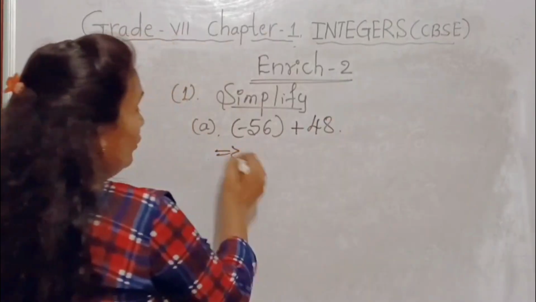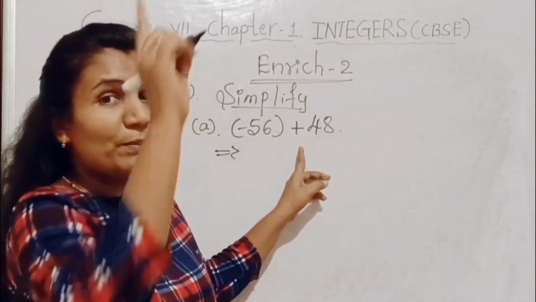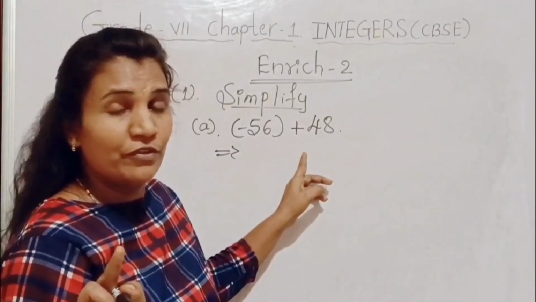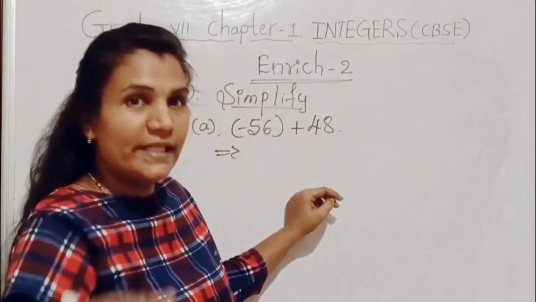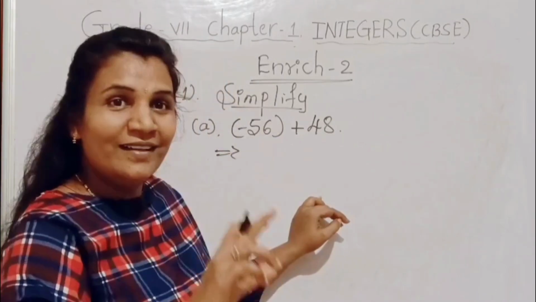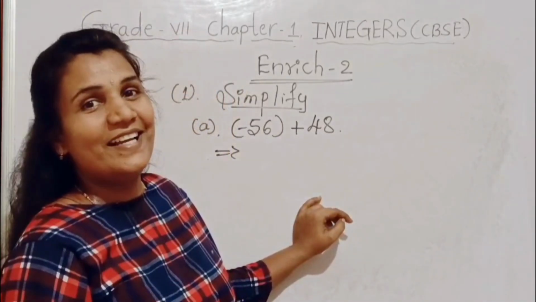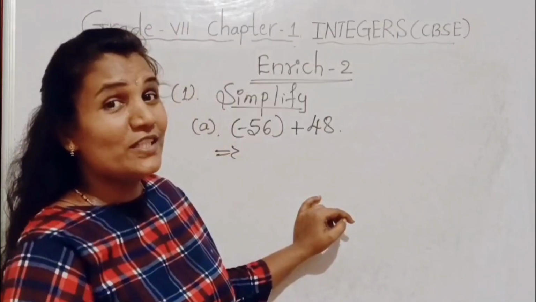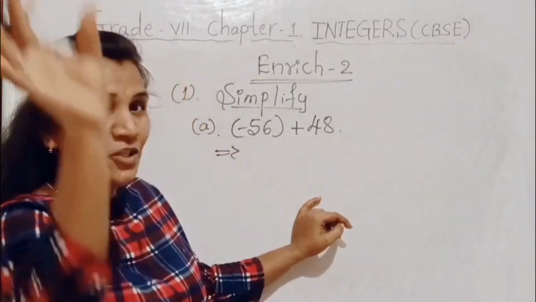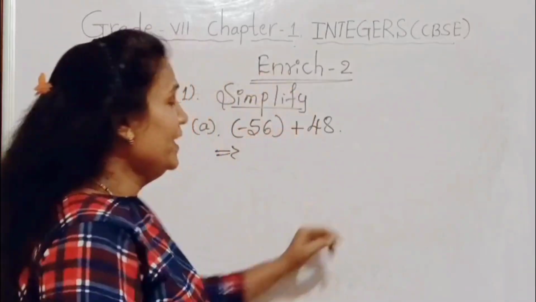Yes, we'll go to solve these. Minus 56 plus 48. According to our property of addition and subtraction, we know what the resulting sign should be and what the operation should be if both negative integers are added, if both positive integers are added, or if a negative and a positive integer are added. Just glance at all those properties, or else the sign, and come here.